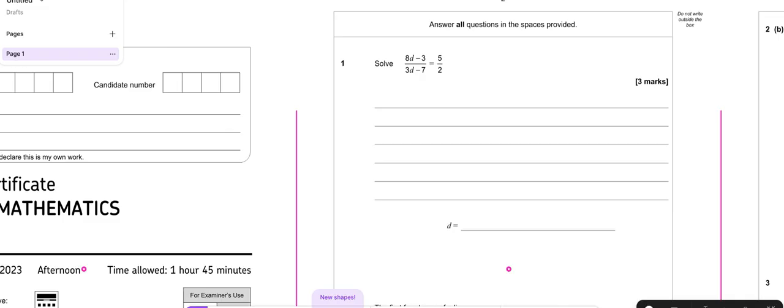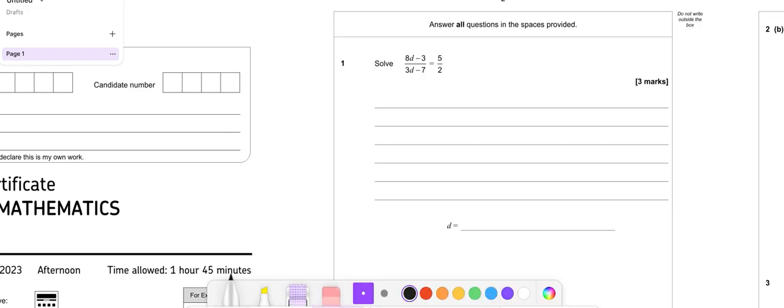To solve this, I want to get rid of the fractions really, so I'm going to multiply both sides by 3d minus 7 and I'm going to multiply both sides by 2. I'm going to do it in one go just to make it a bit quicker.